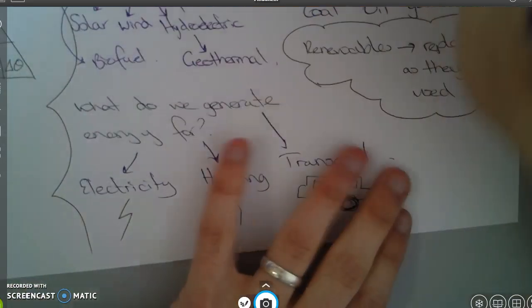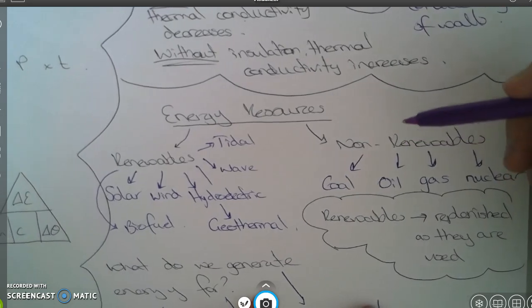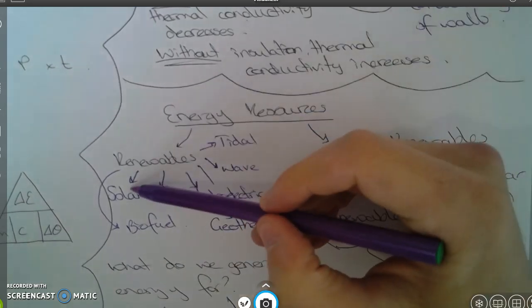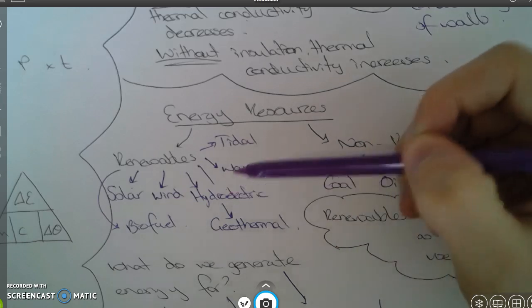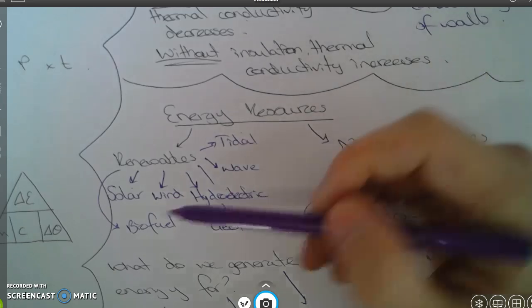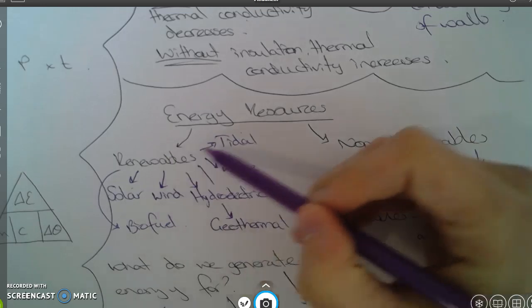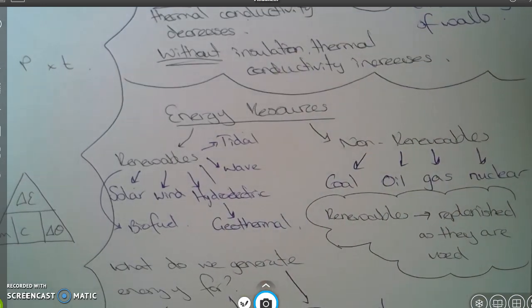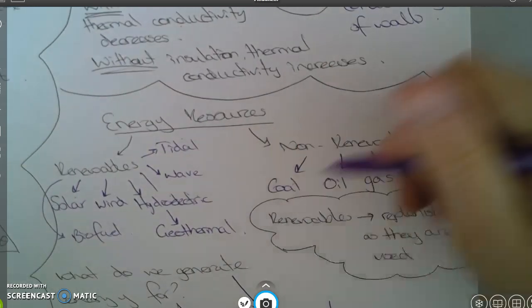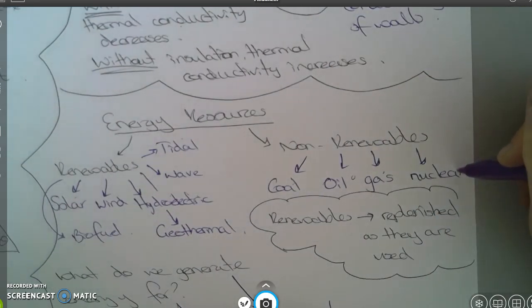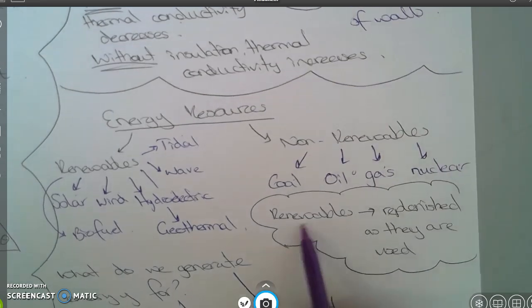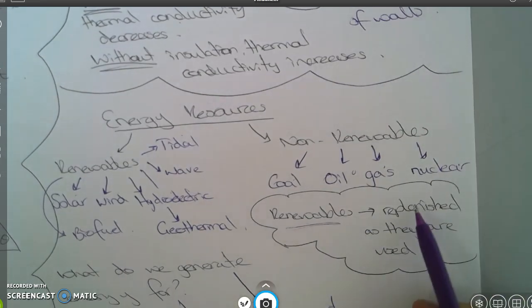Finally, energy resources. Okay, so there are renewables and there are non-renewables. So renewable energy resources, we have solar, the sun, wind, hydroelectric, wave, tidal, geothermal, and biofuel. Advantages of all of those is that no carbon dioxide, no greenhouse gases are emitted in using them. Non-renewables include not only coal, oil and gas, but nuclear as well. Okay, that is a non-renewable. Now, what do we mean by renewables? Renewable is the fact that these resources are replenished as they are being used. Okay, so you can replenish them as they are being used.